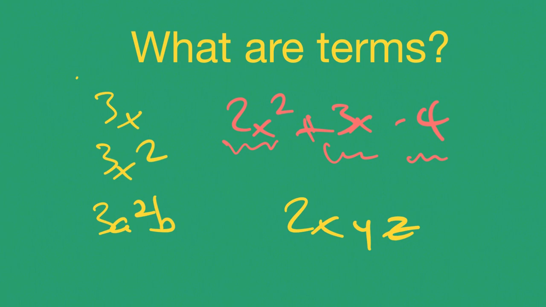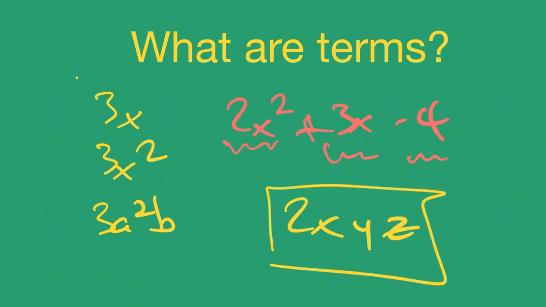This right here, 2xyz, is 1 term. There's no pluses and minuses there. There technically is multiplication, though, because really, that's 2 times x times y times z. So terms are separated by pluses and minuses. That 2xyz would be 1 term. We're not going to get into this in depth right now, but that would be a monomial, right? A monomial. Mono meaning 1. That's 1 term.